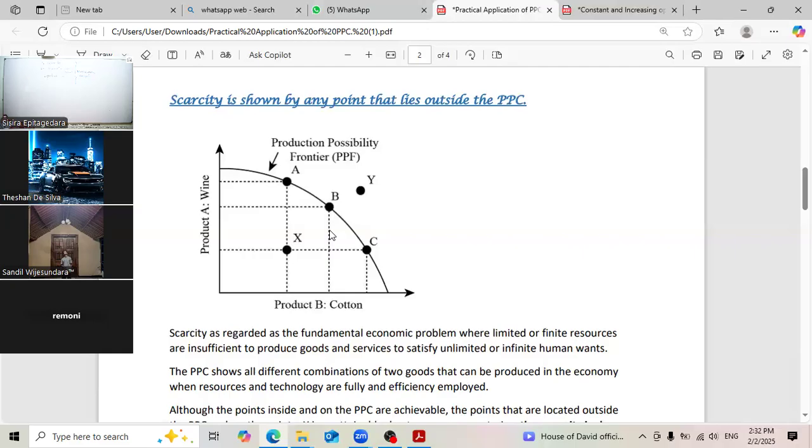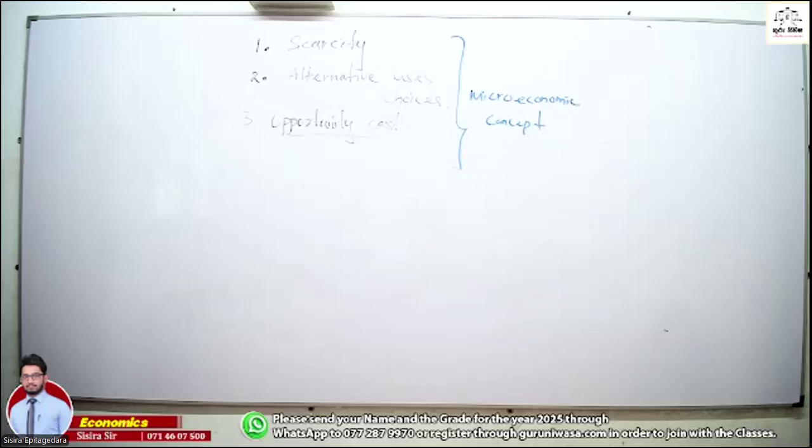Points inside the curve and points on the curve can be achieved. But Sigma, can you see the point outside the curve? What is the point? Y. Remember, Lamai, this economy is not able to achieve this point Y. Why? What is the reason? Scarcity. Scarce resources are not enough, Lamai. Is that clear? Remember, scarcity is shown by any point outside the production possibility curve.